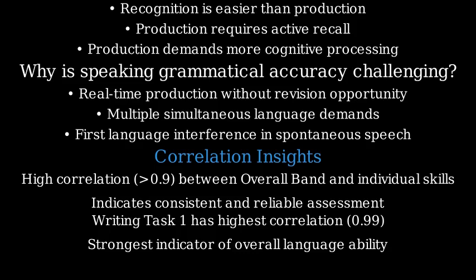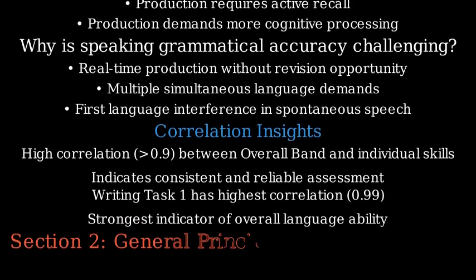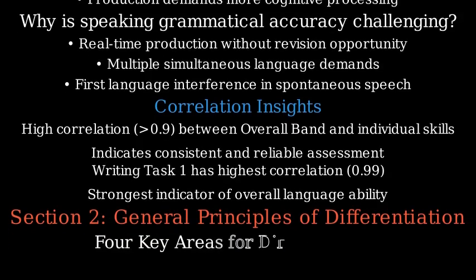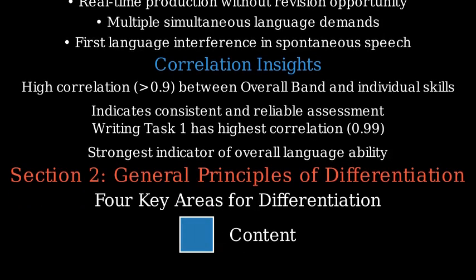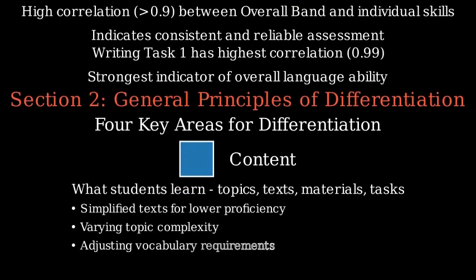Now, let's move to Section 2, General Principles of Differentiation. The handout identifies 4 key areas to consider: content, process, product, and learning environment. First, let's define content. Content refers to what students learn or need to learn based on their proficiency levels. This includes the topics, texts, tasks, and learning materials you provide.